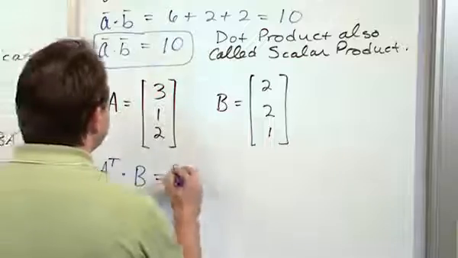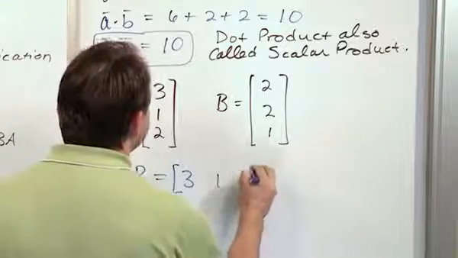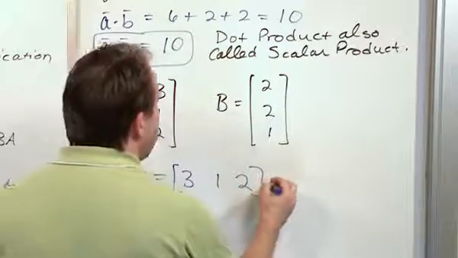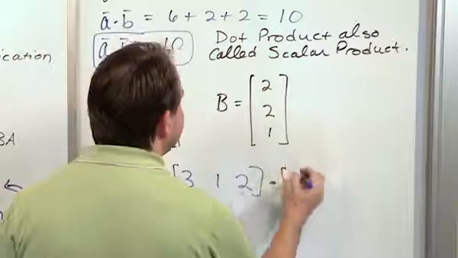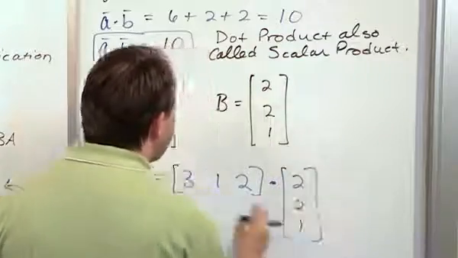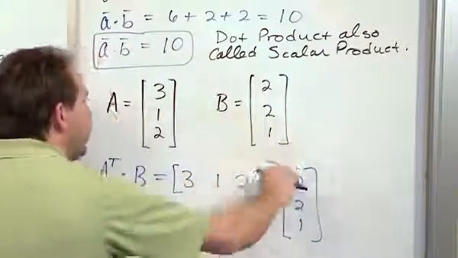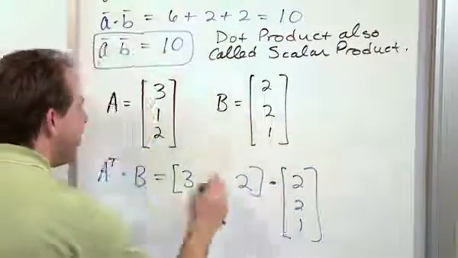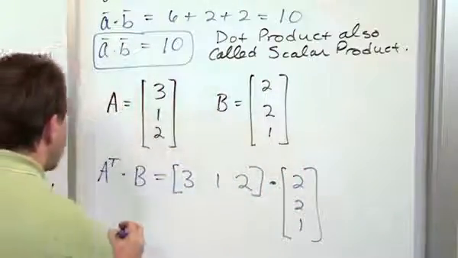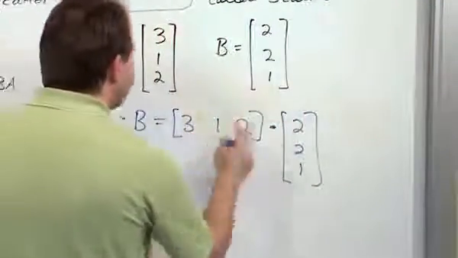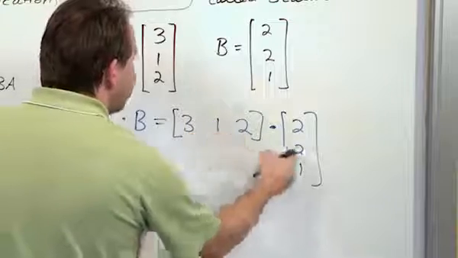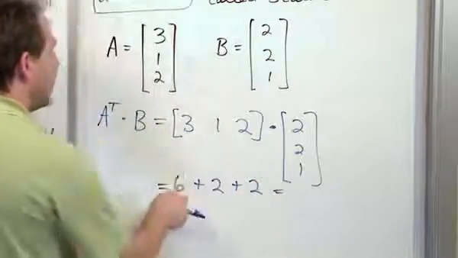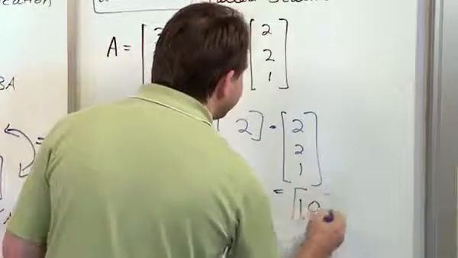So if I transpose this, what I'm going to get is 3, 1, 2. I just take the single column, turn it into a row. That's the transpose. And then I'm going to multiply it by this column 2, 2, 1. Now this is a perfectly constructed way, over and down, to multiply these two matrices together. Notice the number of columns here matches the number of rows here. So whenever I get this guy, it'll be 3 times 2, which will be 6. It'll be 1 times 2, which is 2. It'll be 2 times 1, which is also 2. And so when I do this guy, I'm going to get 10. All right?